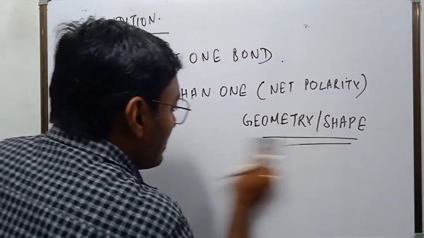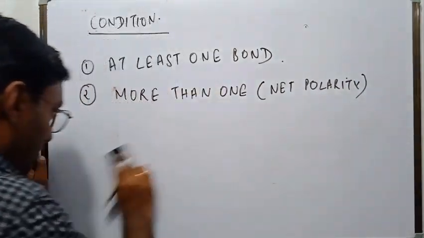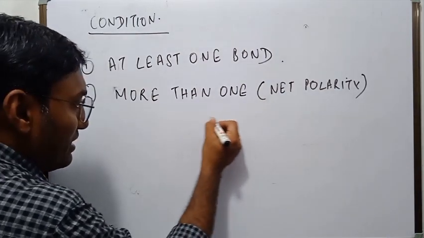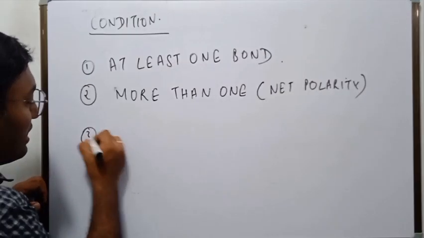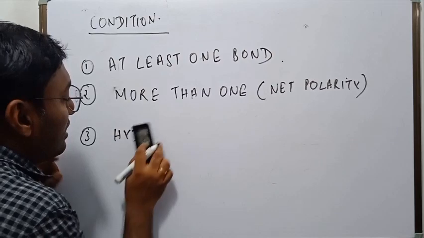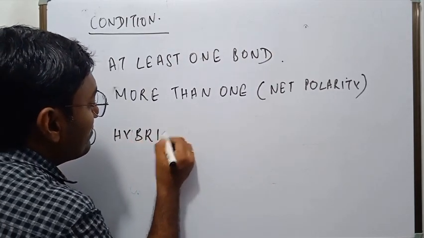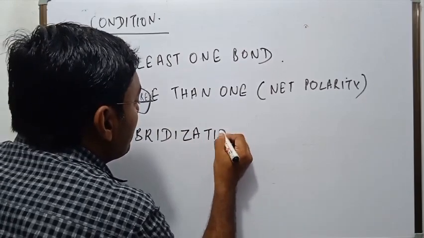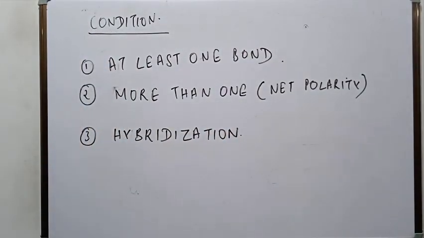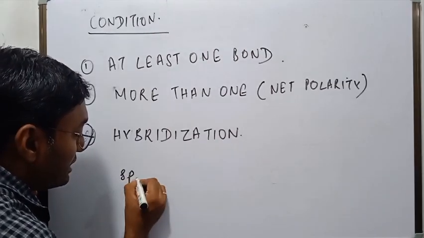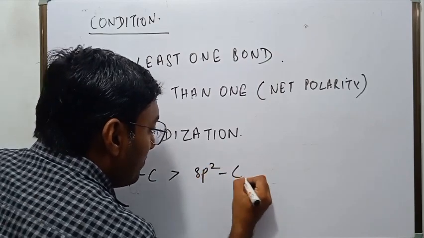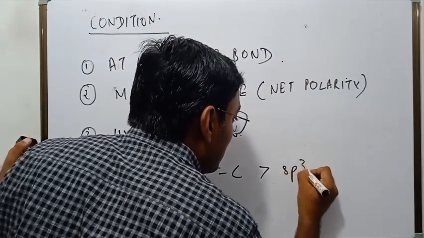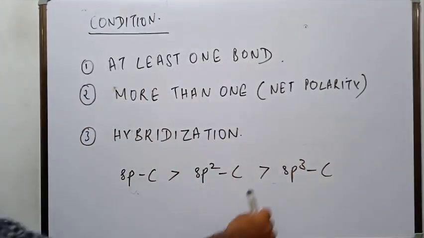There is a third condition also: hybridization. What kind of hybridization? Hybridization also affects polarity. Normally, an sp hybridized carbon atom is more polar than an sp2 hybridized carbon atom, which is more polar than sp3, which is not at all polar. The sp hybridized carbon atom has got polarity.